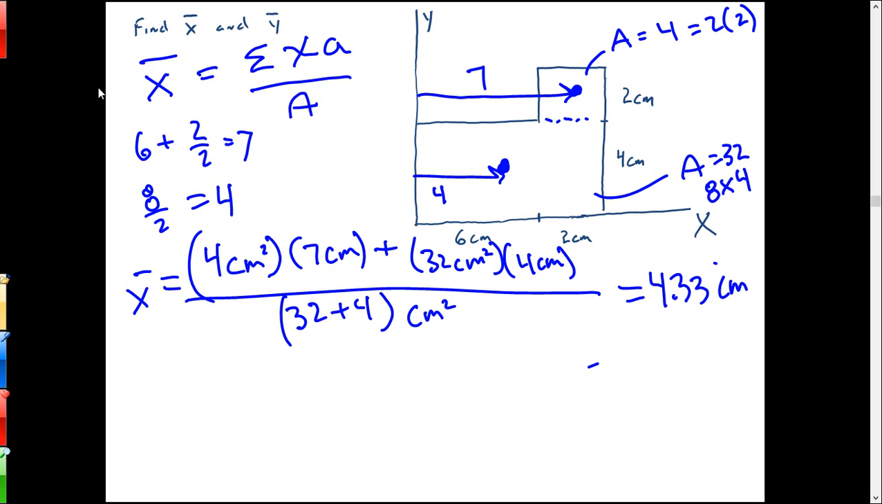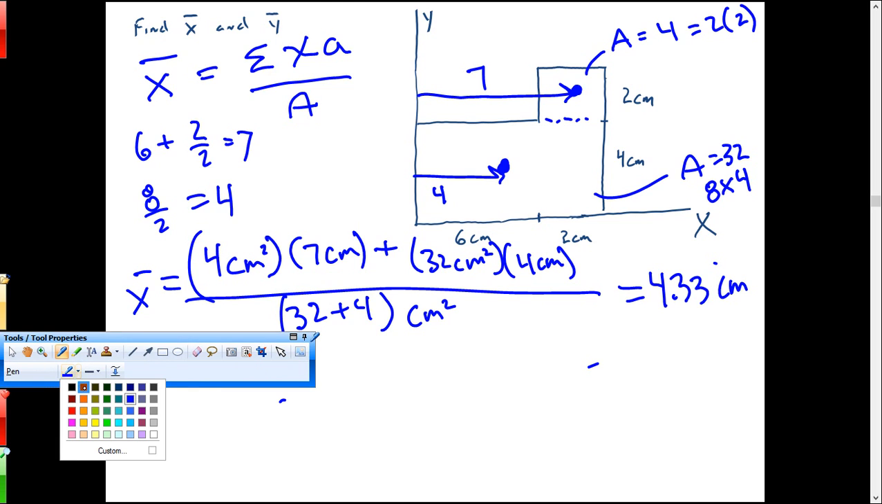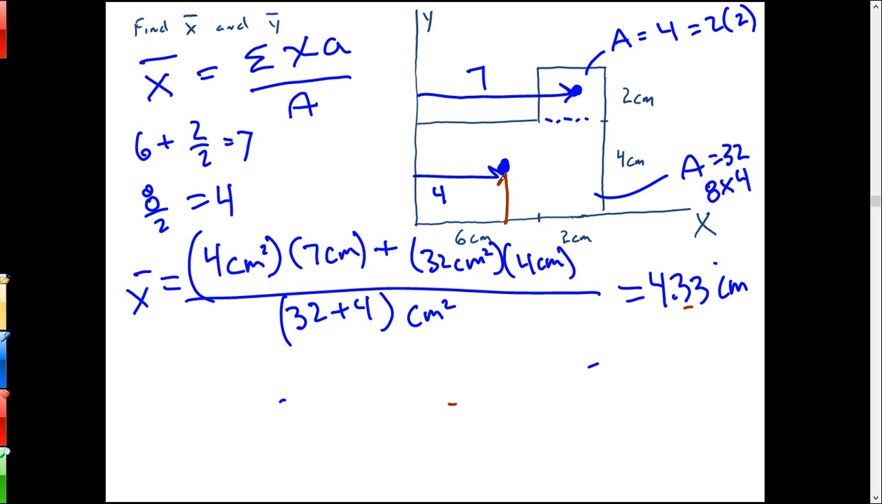All right, and then how about Y bar? What do we got? We've got half of 4, so that'll be 2, and that equals 4 over 2. And we got this one, that's going to be 4, that'll be 5, won't it? Which is 4 plus 2 over 2. So Y bar will be the sum of little y bar times the area over the total area.